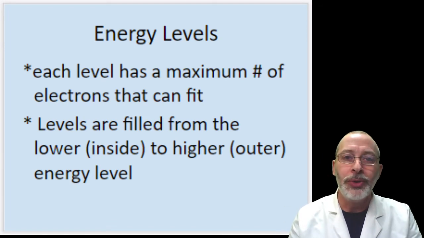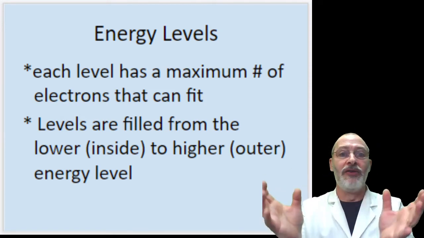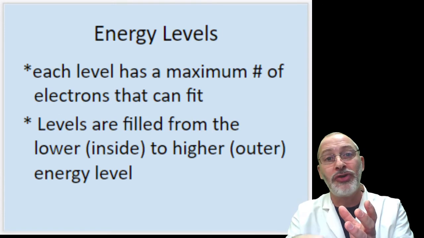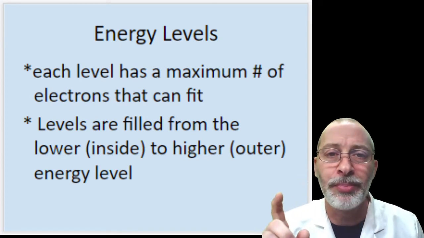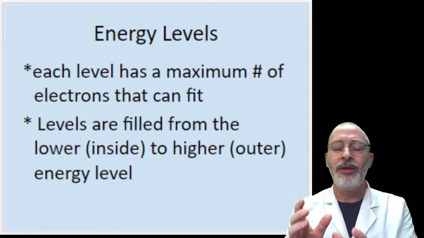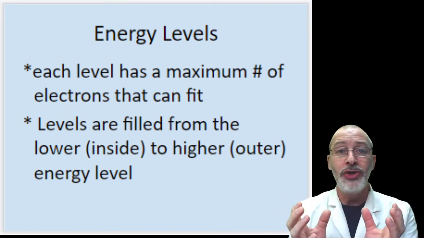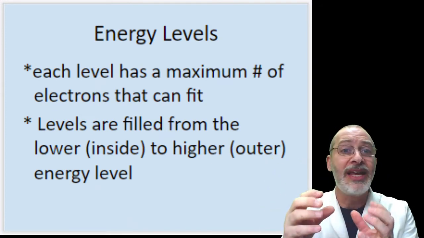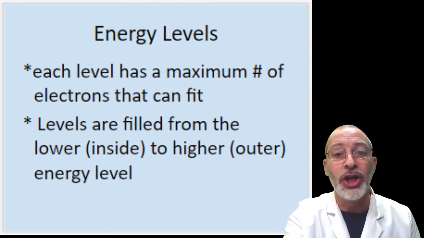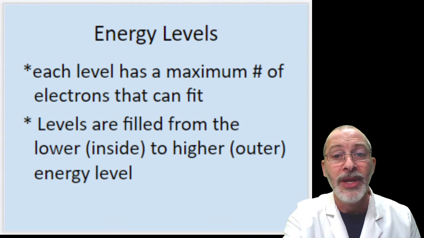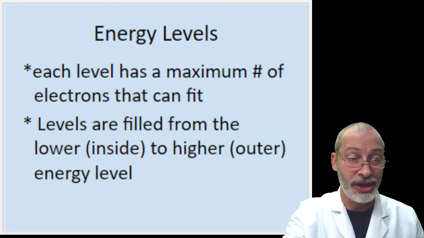Hopefully that makes sense to you, that if you have a container and you fill it with a lot of objects, the objects that go in first are going to be at the bottom. The objects that you put in last are going to be at the top. It is that same principle that applies when we're talking about the energy levels around the nucleus of an atom. The electrons that gather around that nucleus first are going to be found in the lower inside energy levels. The ones that are added last will be found in the outer energy levels.